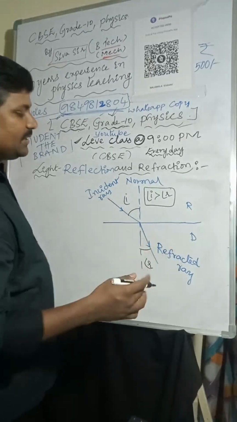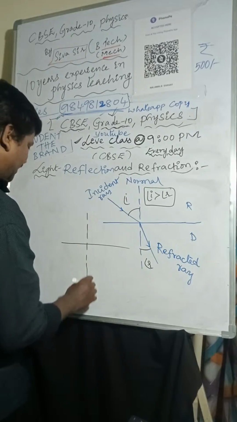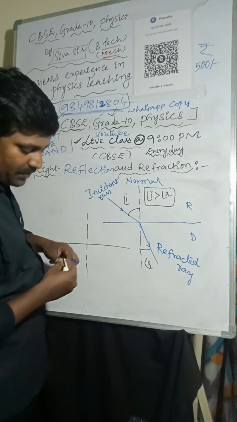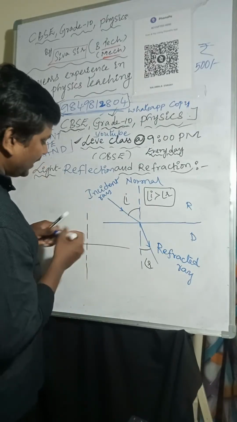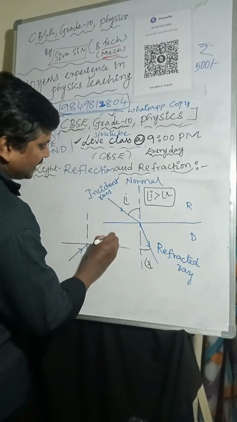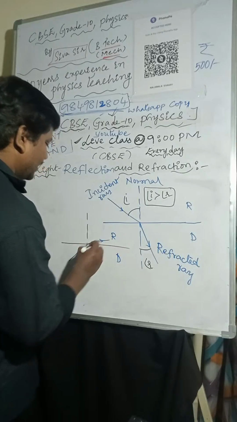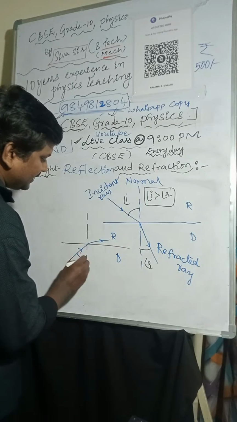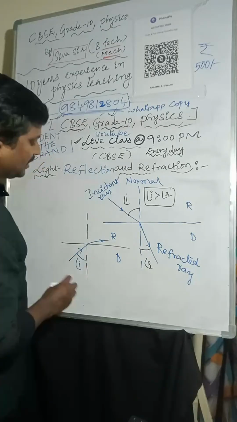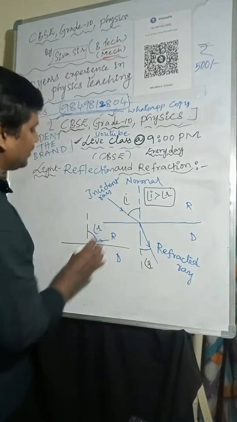So the same case, if the light ray is moving from denser to rarer, I'm considering a normal line. Here the light ray is moving from rarer to denser. So this is a rarer medium and a denser medium, and the light ray is moving like this. The angle between the incident ray and the normal line is called the angle of incidence. The angle between the normal line and the refracted ray is called the angle of refraction.